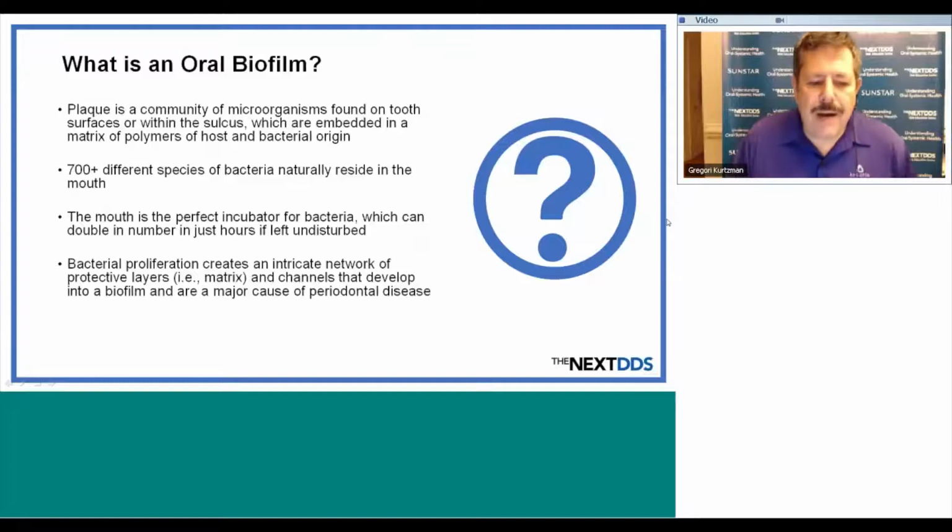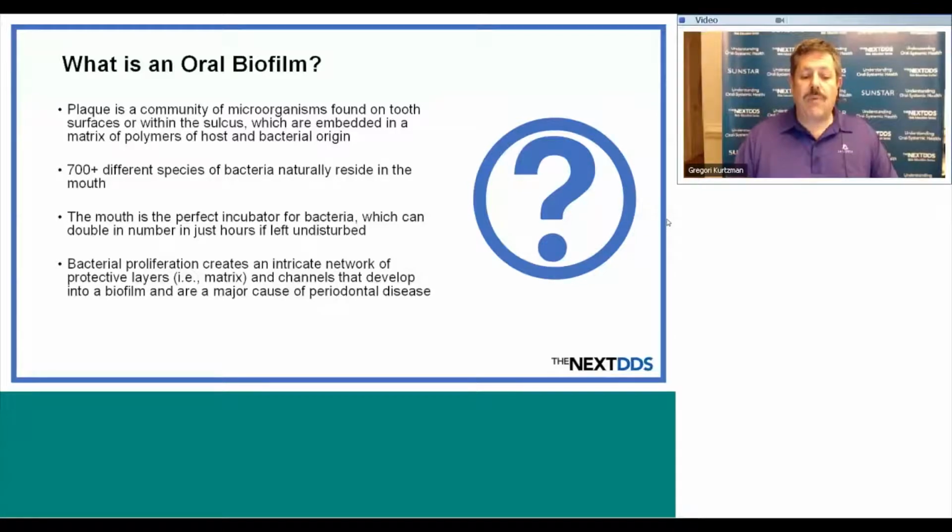So what is oral biofilm? Plaque is a community of microorganisms found on tooth surfaces and within the sulcus, embedded in a matrix of polymers of host and bacterial origin. Over 700 different species of bacteria naturally reside in the mouth, and these are going to vary. You can have bacteria in one tooth, and the pocket next to it and the next tooth has totally different bacteria. So you're not necessarily going to find the same bacterial species throughout the entire mouth causing problems. And it's not usually going to be due to just one bacteria. It's going to be a multitude of those.